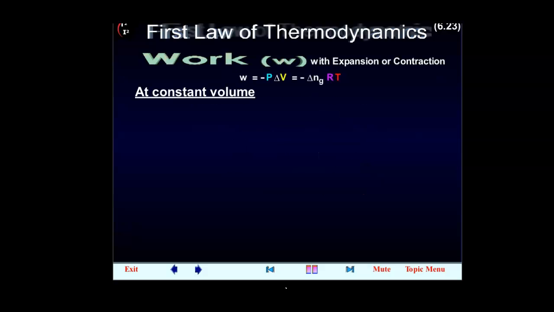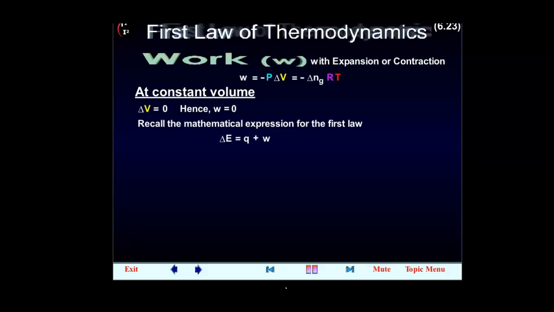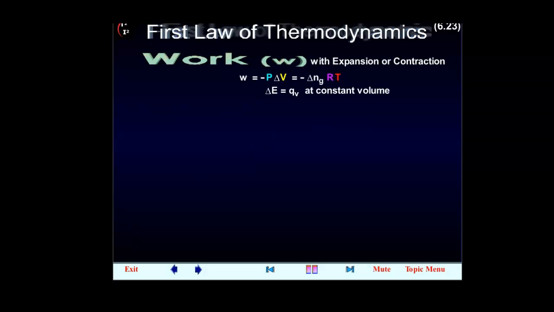At constant volume, delta V equals 0. Hence, W equals 0. Recall the mathematical expression for the first law. Delta E equals Q plus W. At constant volume, delta E equals Q. Often this is expressed as delta E equals Q sub V.